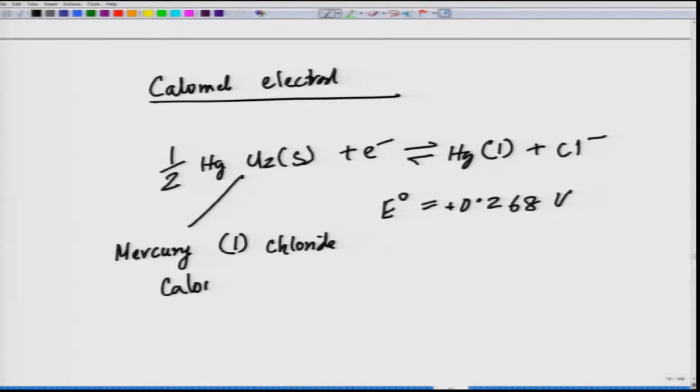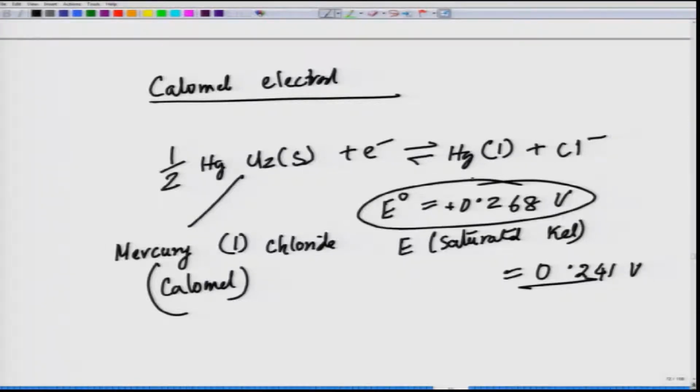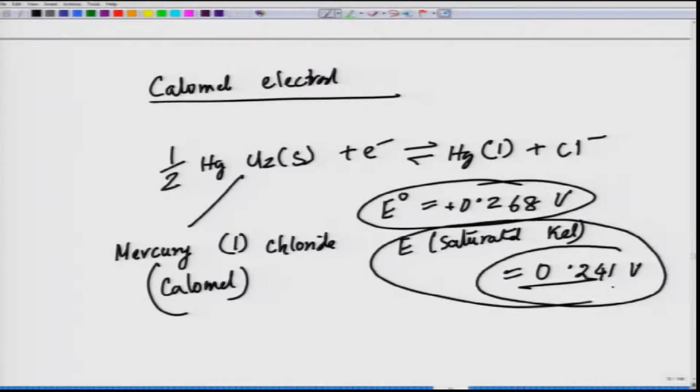Which is calomel. But if this is in saturated KCl, the value becomes 0.241 volt. The standard potential for this reaction is as shown here, 0.268 volt. If the cell is saturated with KCl at 25 degrees centigrade, the potential is shown out here.